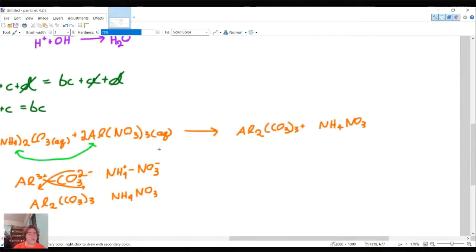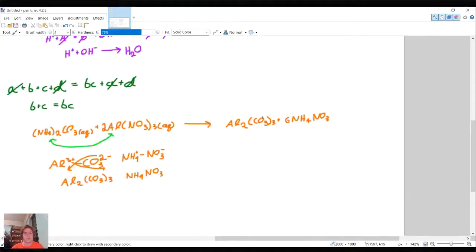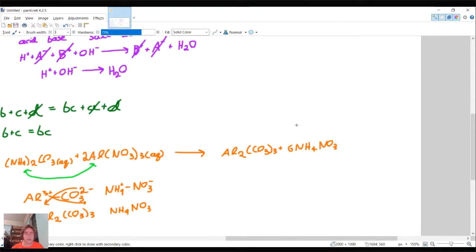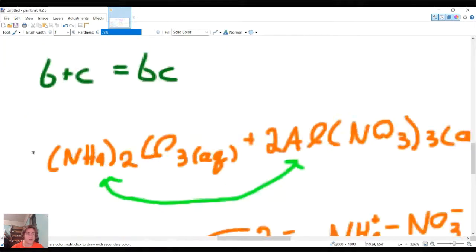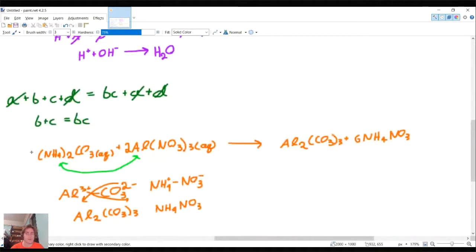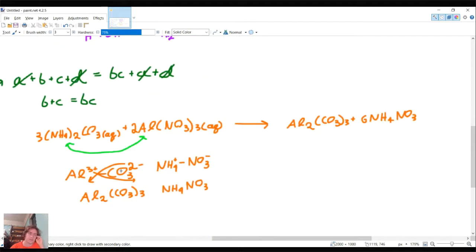But now we have 6 nitrates, so we have to put the 6 there. And then now we have 6 of these, so we have to have 6 ammoniums on this side, so we'll make that a 3 because there are already 2 ammoniums. And we'll check if this is balanced.